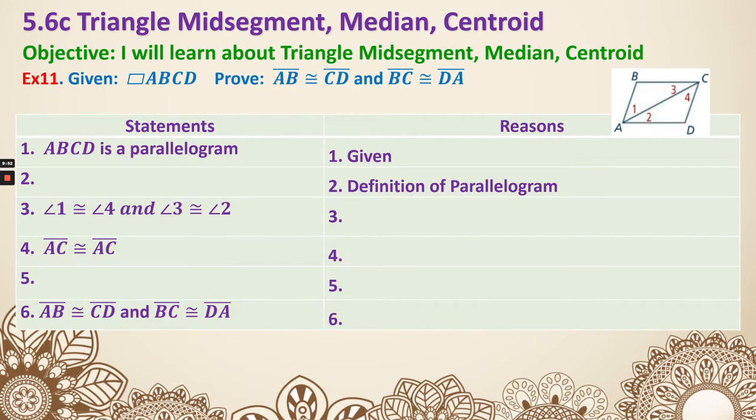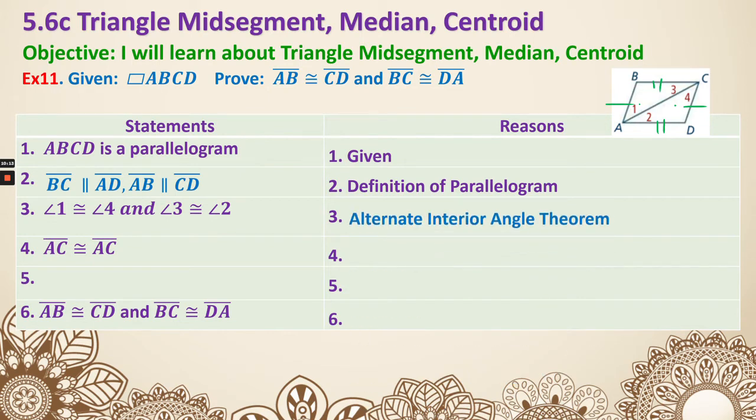Example 11. We already know it's a parallelogram. This time we're trying to prove AB and CD are the same. And we're also trying to prove BC and DA are the same. So if they are parallelogram, the definition tells us they're all parallel lines. Next, 1 and 4. If we know they're parallel lines, 1 and 4 looks like alternate interior angle. So by that theorem, we know 1 and 4 are congruent, and 2 and 3 are congruent.